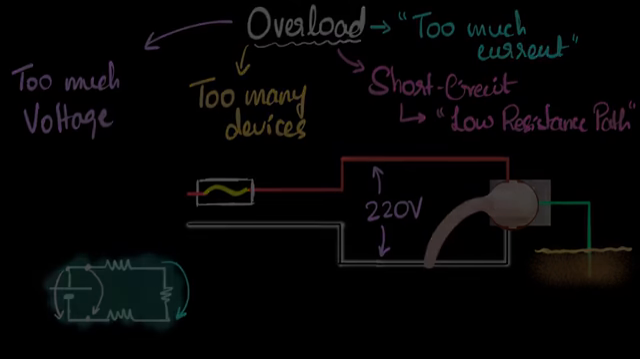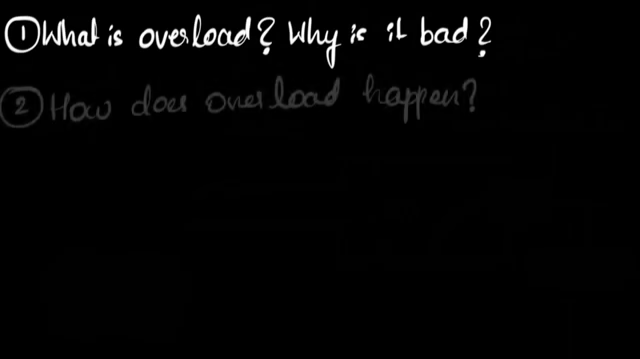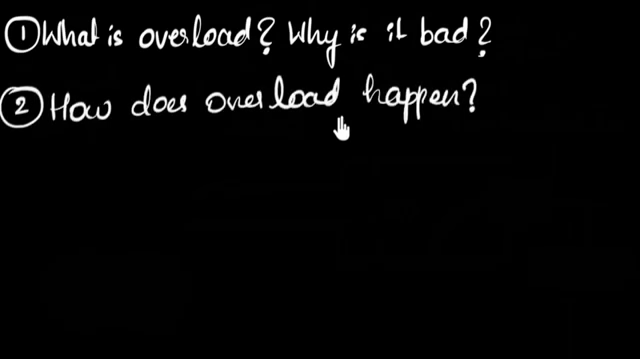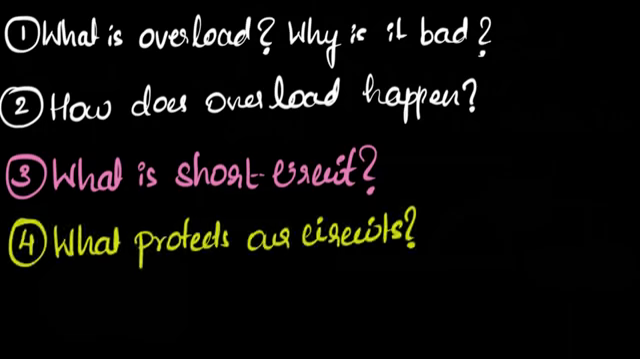Let's quickly recall what we just learned. Can you recall what is the meaning of overload in electrical circuits and why is it bad? Then how does overload happen? What are the different ways in which overloading can happen? Can you explain what a short circuit is now? What is the meaning of the word short circuit? Can you explain that to, say, a friend? And finally, can you explain what protects our circuits from these faults of overloads and short circuits?